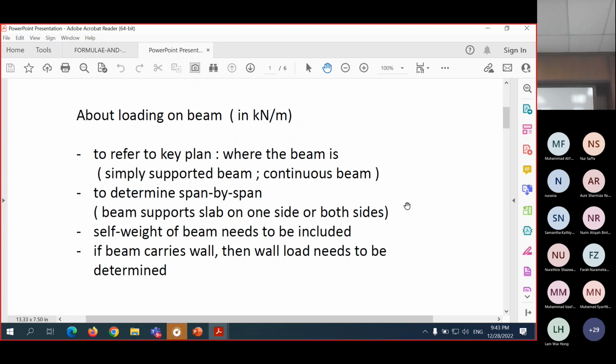Then the loading that we have to decide is decided span by span, because your span length might be different and your particular span might be supported by slab on one side and another span might be supported by slab on both sides. So you have to determine span by span.